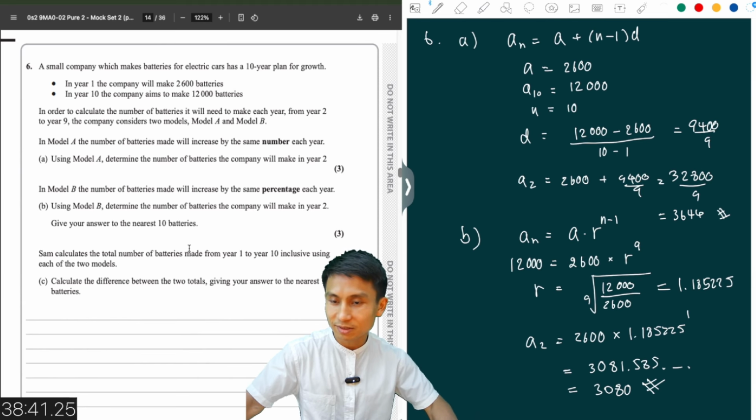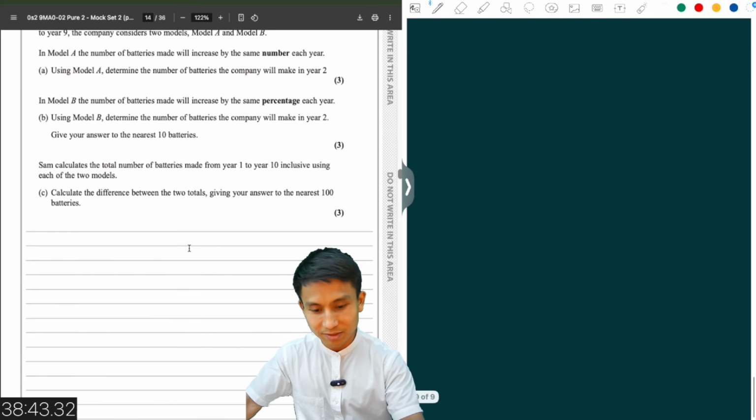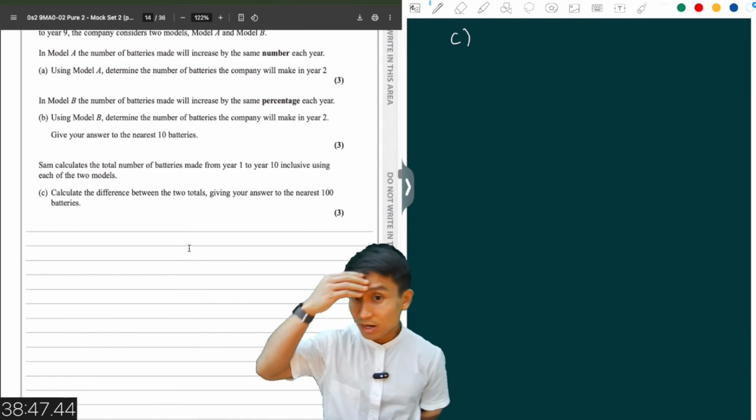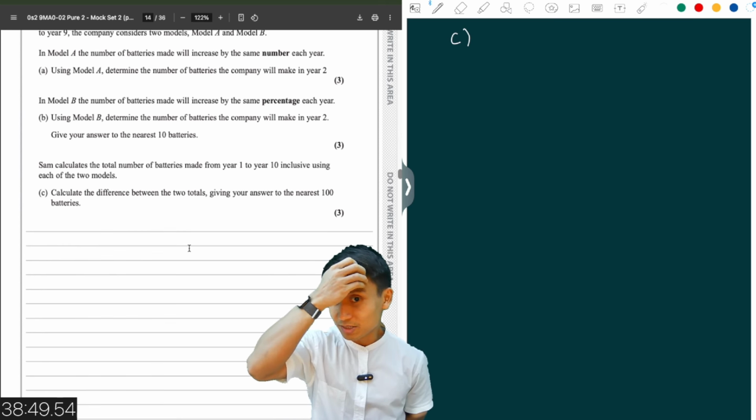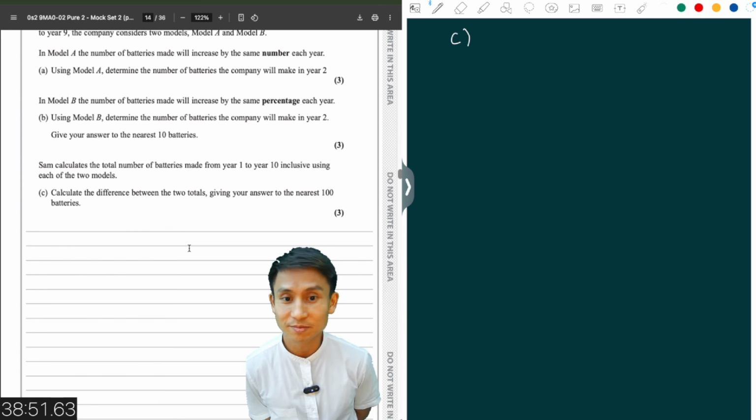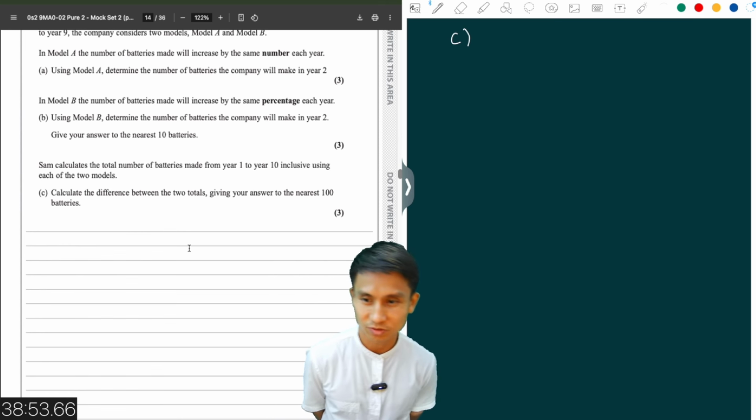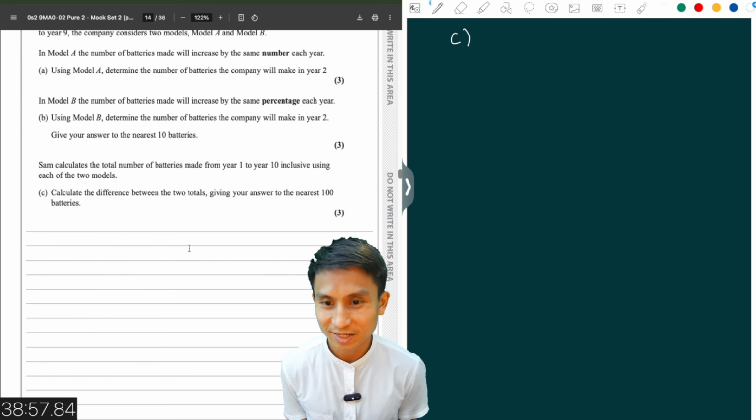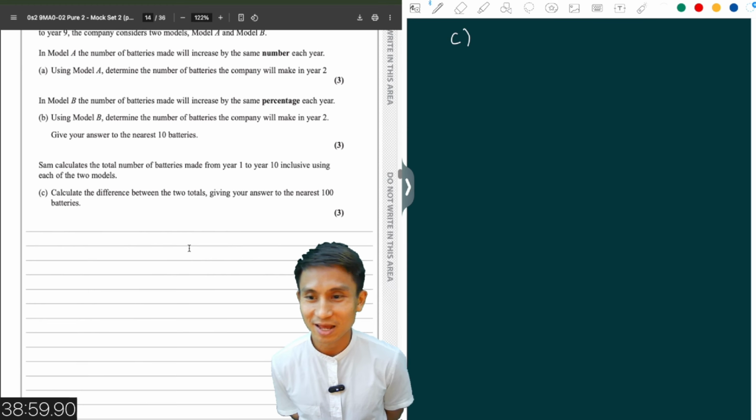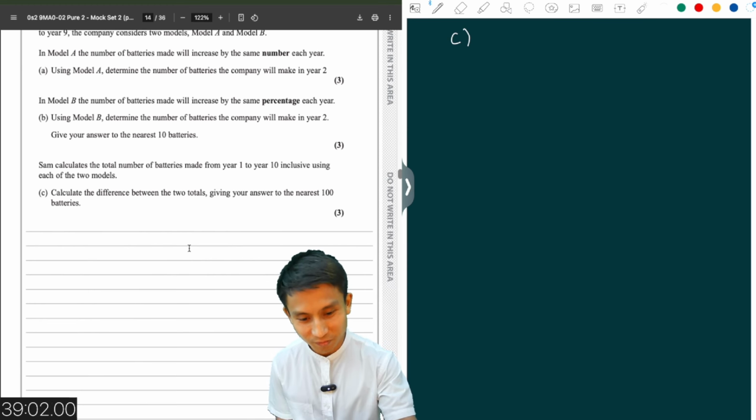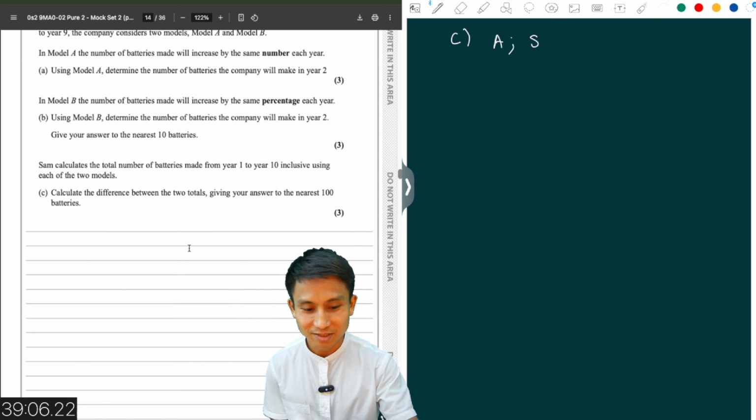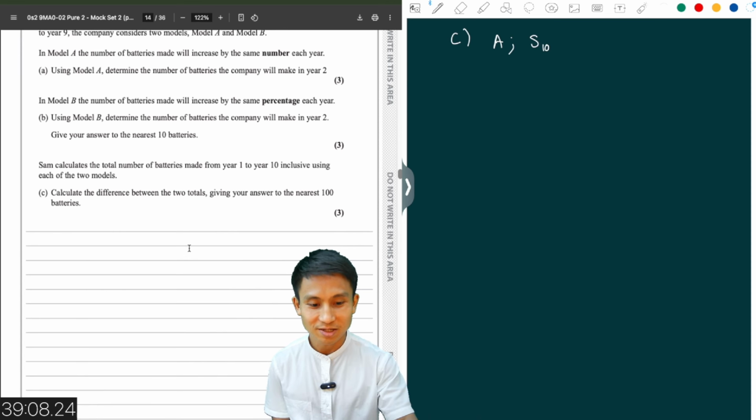It's a fraction, I mean the part A. Let's see. Part C. Sam calculates the total number of batteries made from year 1 to year 10 inclusive using each of the two models. Calculate the difference between the two totals, giving your answer to the nearest 100. All right, so for model A, that was just S10, right? Year 1 to year 10 inclusive.